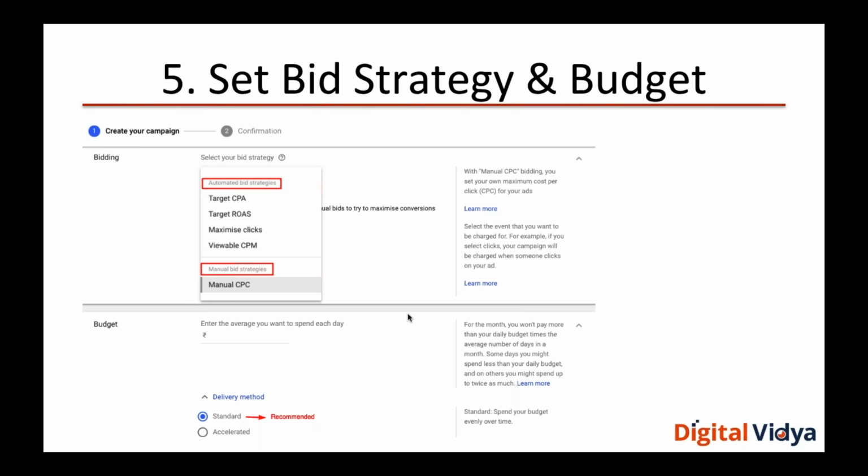Or if I want to control how much I am paying and how much bid I am going to bid for, I want to have all manual controls. I can choose manual CPC, cost per click.